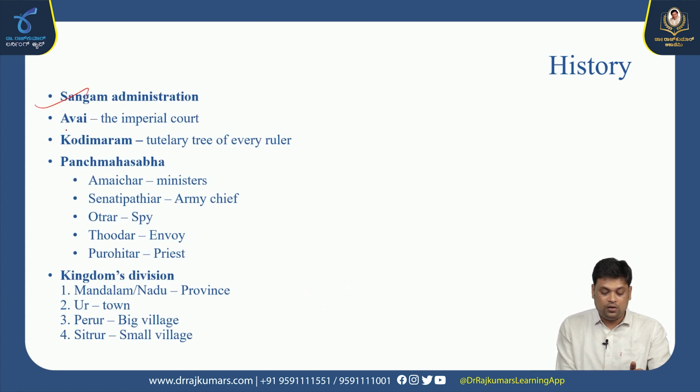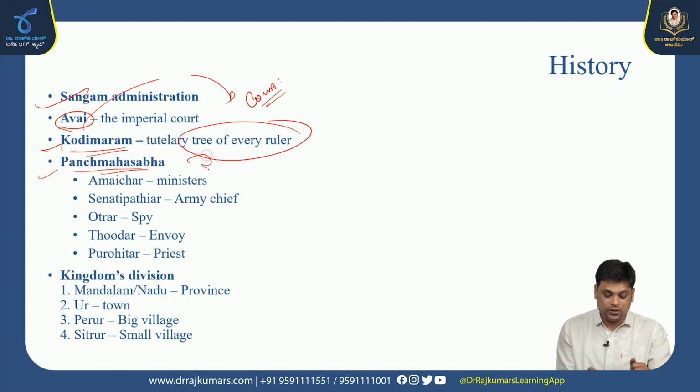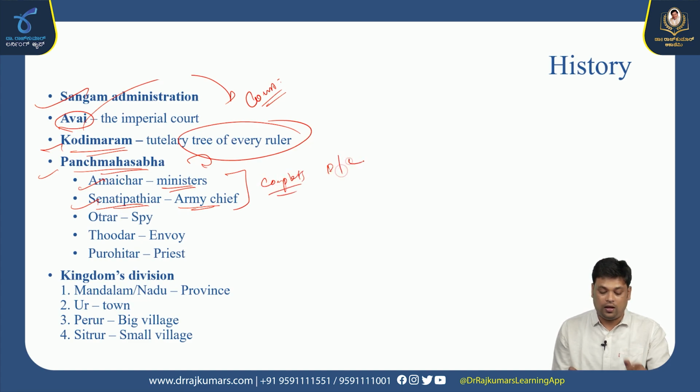Sangam administration, they used to call it Avai. Avai means court. Kodimaran means the tree of every ruler. There will be a tree of every ruler, which is popularly known as Kodimaran. Pancha Mahasabha, they used to have a couple of members: Amaichar, ministers, and Senapatiyar, army chief. These two couplets were popularly known as the right and left of the king. Apart from that, other functionaries: Otrar, spy; Thodar, envoy; Purohitar, priest. These are all the terms popularly known as Pancha Mahasabha.